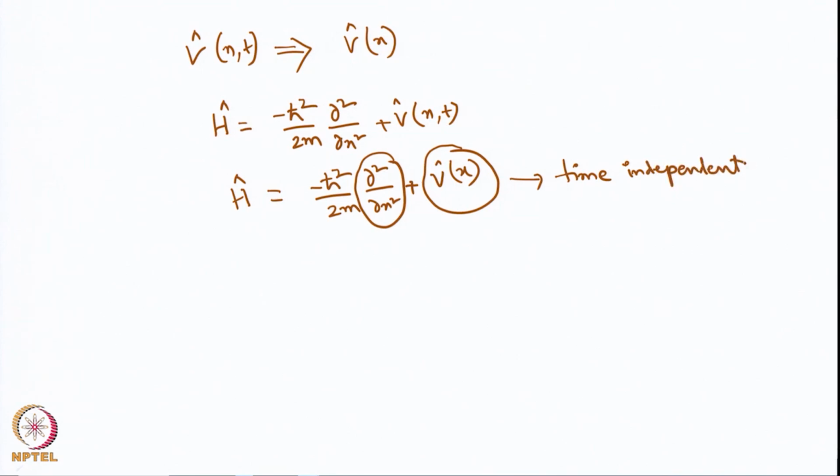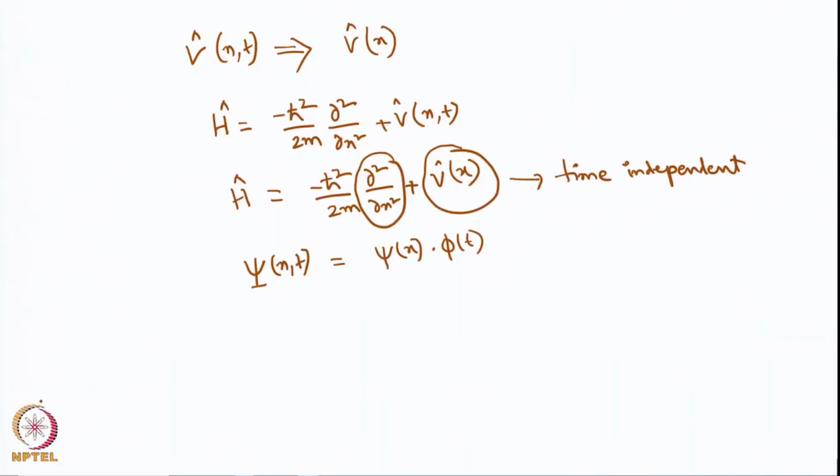In such a scenario, the wave function psi of x comma t can be written as a product of psi of x multiplied by phi of t. Because if you see, the Hamiltonian only depends on the coordinate. Any partial derivative with respect to the coordinate will have time as a constant. Therefore, phi of t can be brought out of the wave function.